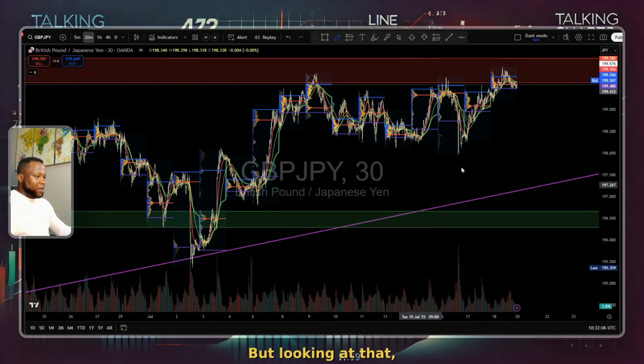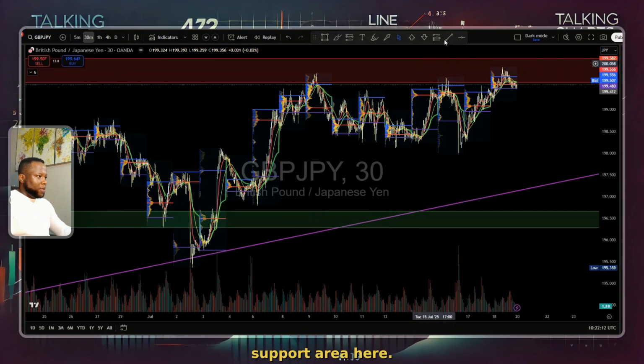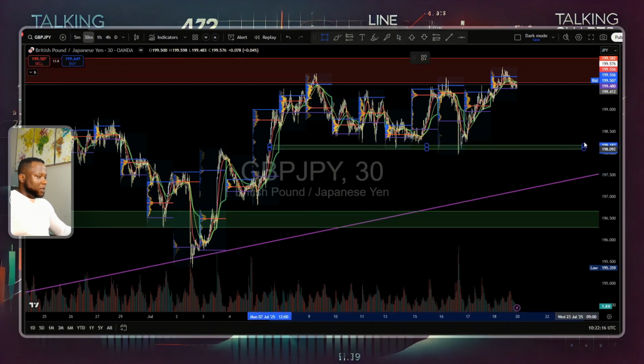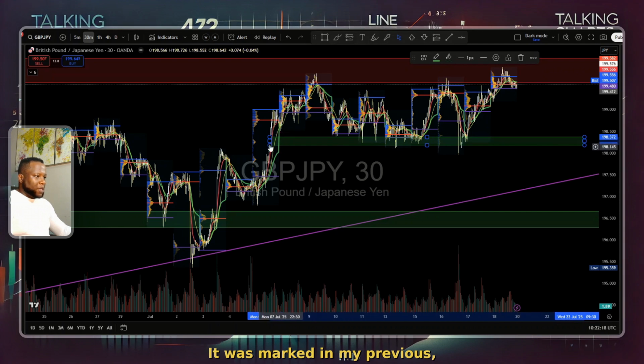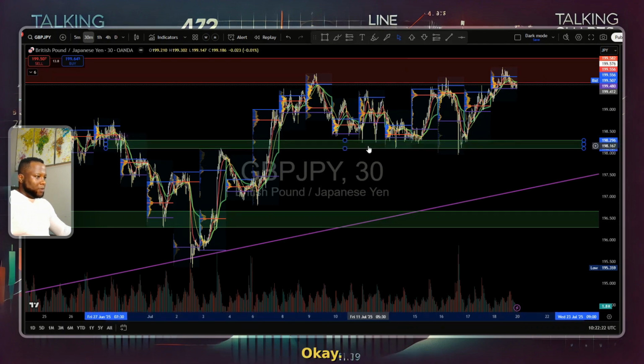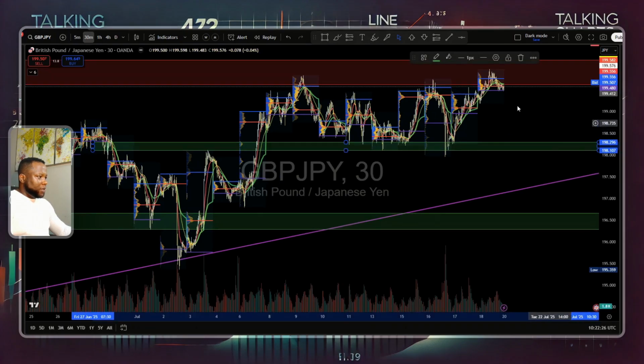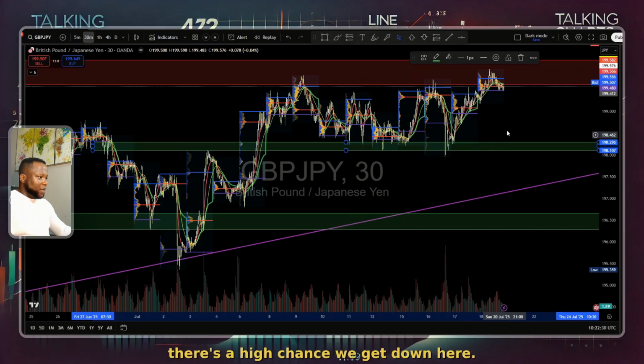Okay, but looking at that, we can also see that we have a support area here. The support has been holding for the whole week. It was marked in my previous analysis. Okay, price didn't break through the support, but still, as long as this is a resistance, there's a high chance we get down here.